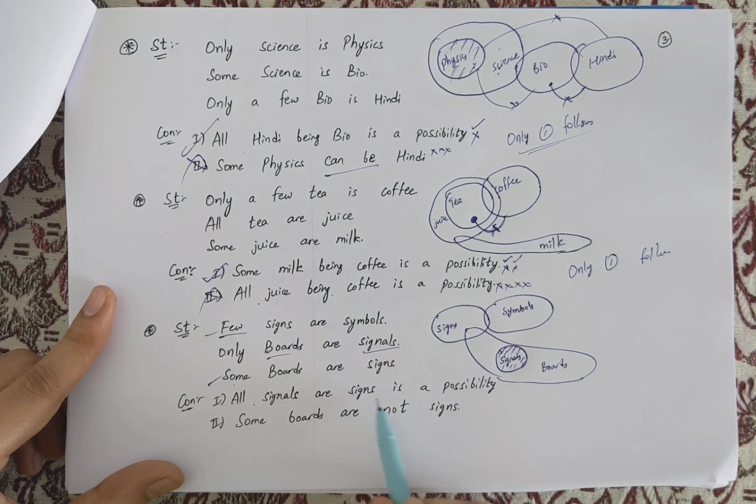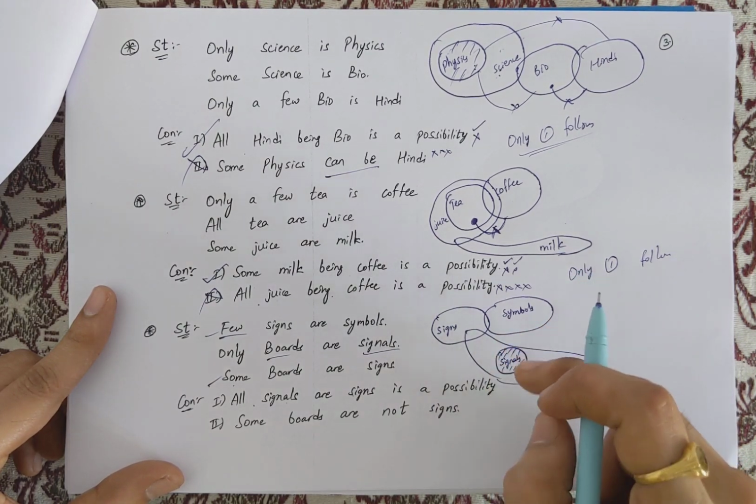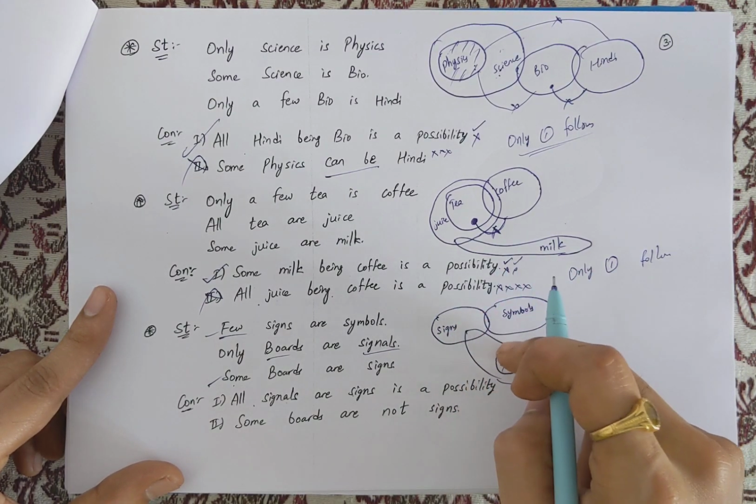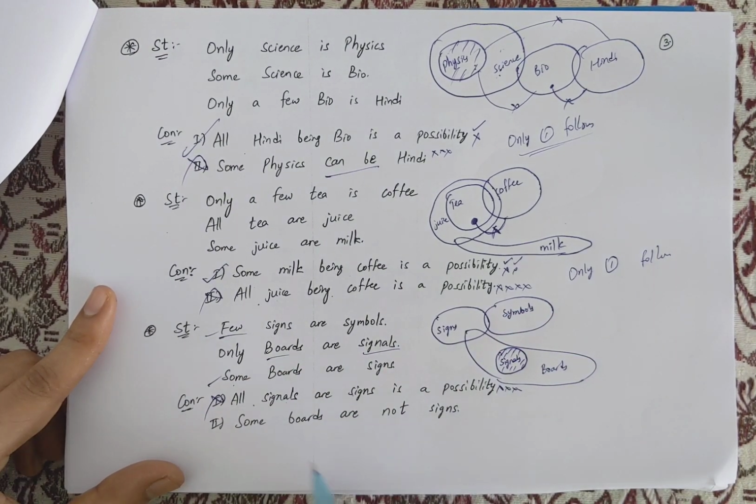All signals are signs is a possibility. See, only boards are signals. How can signals be related with signs or symbols? We can only prove it as wrong. Hence, it is wrong.